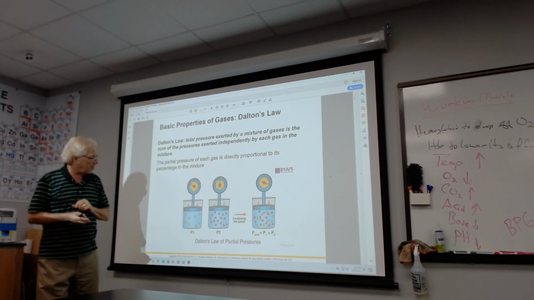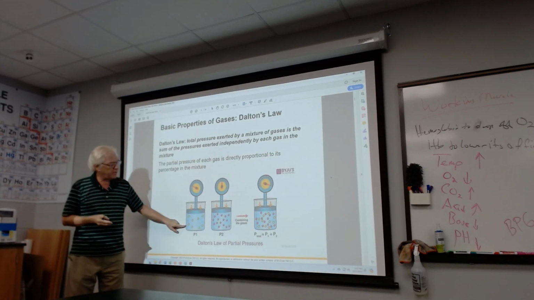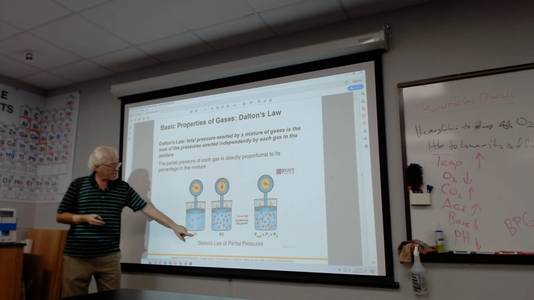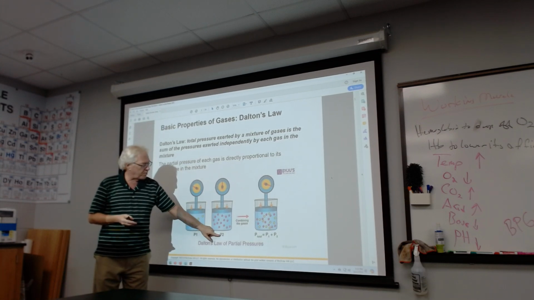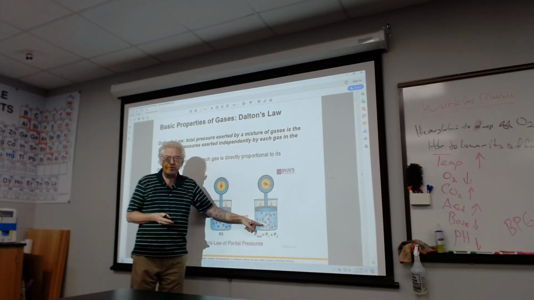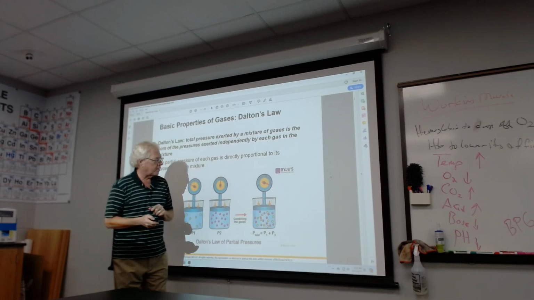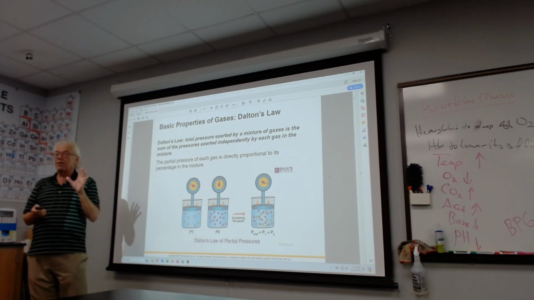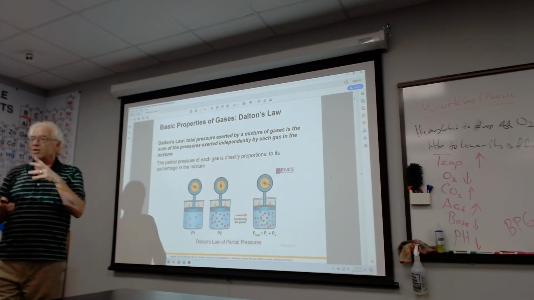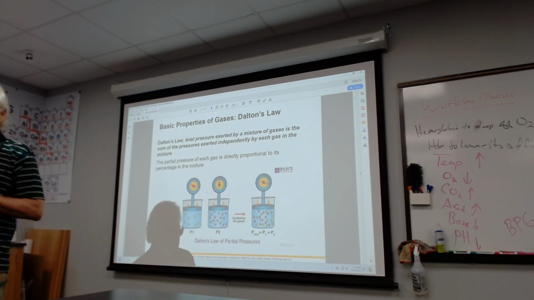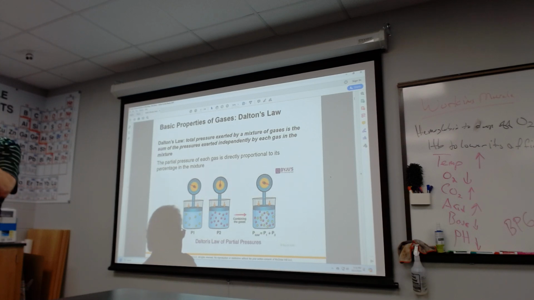That's all. So, here's gas 1 with a pressure of 1, and here's gas number 2 with a pressure of 2. Put them together, you get a total. Add them together. Got it? That's Dalton's law. And that's why when we say, how much oxygen is in here, we say PO2, partial pressure of oxygen is, and a number.